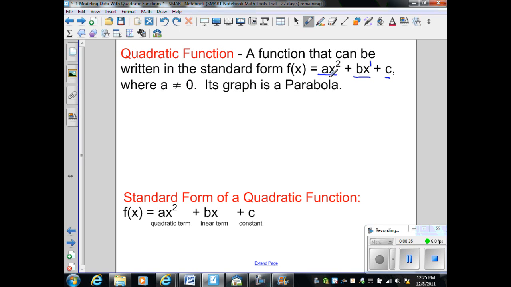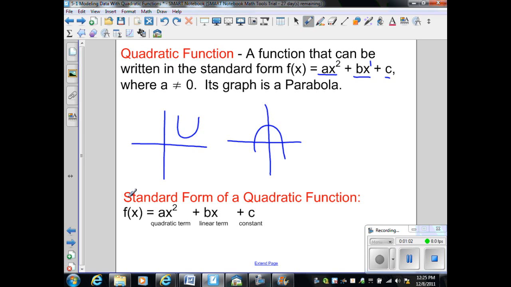If a equals 0, then our quadratic term would drop out, and it wouldn't be quadratic, it would be a linear function, which we've already discussed in previous chapters. Its graph is a shape of a parabola. A parabola looks like a U. It can either go up or it can go down, and that is dependent on the coefficient of our leading term for our quadratic term.